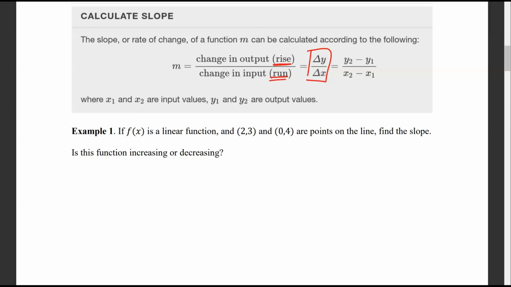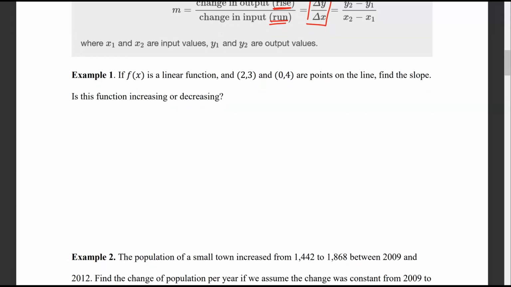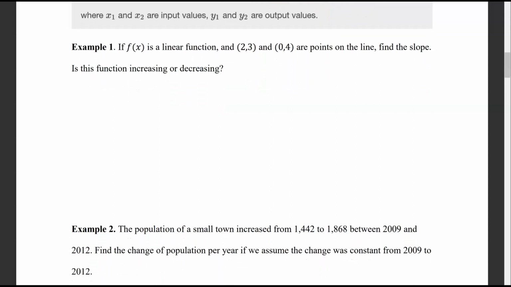Okay. All right, so let's look at an example. If f of x is a linear function and (2, 3) and (4, 0) are points on the line, find the slope. Is this function increasing or decreasing? So we talked about increasing and decreasing functions already. So let's find our slope, our m, or our rate of change. So delta y over delta x. So y is going to be 4 minus 3 all over 0 minus 2. 4 minus 3 is 1, and 0 minus 2 is negative 2. So we have a slope of negative 1/2.